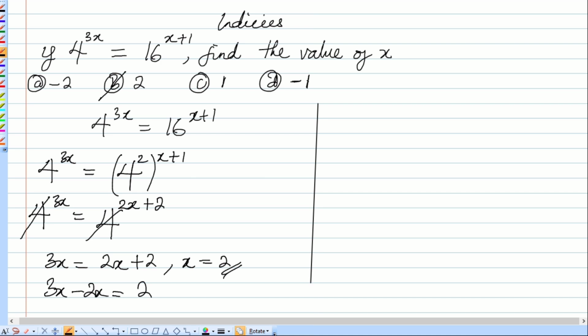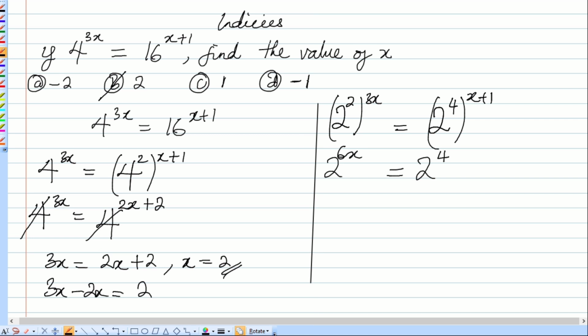But why I divided this line is that we might also decide to write this in base 2. It can also work, because 4 in base 2 is 2 raised to the power 2. 16 is 2 times 2 is 4, 4 times 2 is 8, 8 times 2 is 16. So you see that we have 2 raised to the power 4, also raised to the power x plus 1. If we do this, we still get the same answer. This will be 2 raised to the power 2 times 3x, which is 6x. Power law again there. While we have 2 raised to the power 4 times x is 4x, 4 times 1 is plus 4.